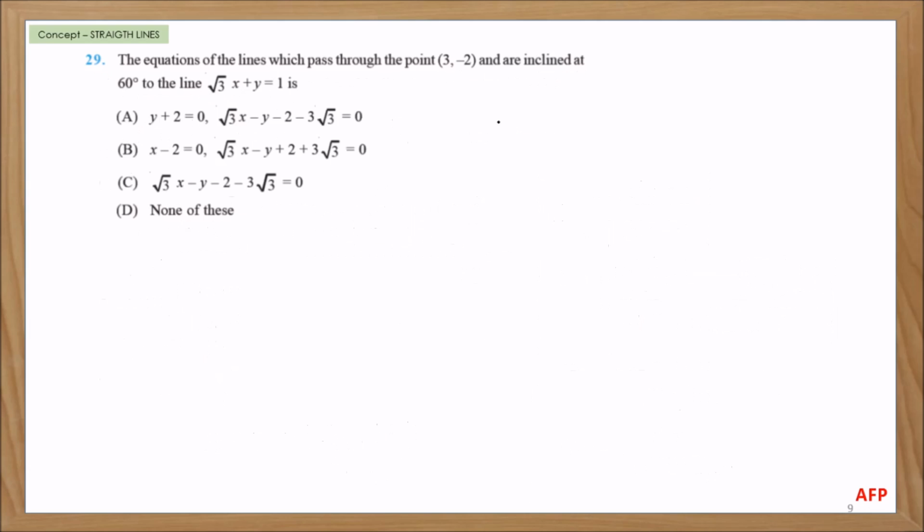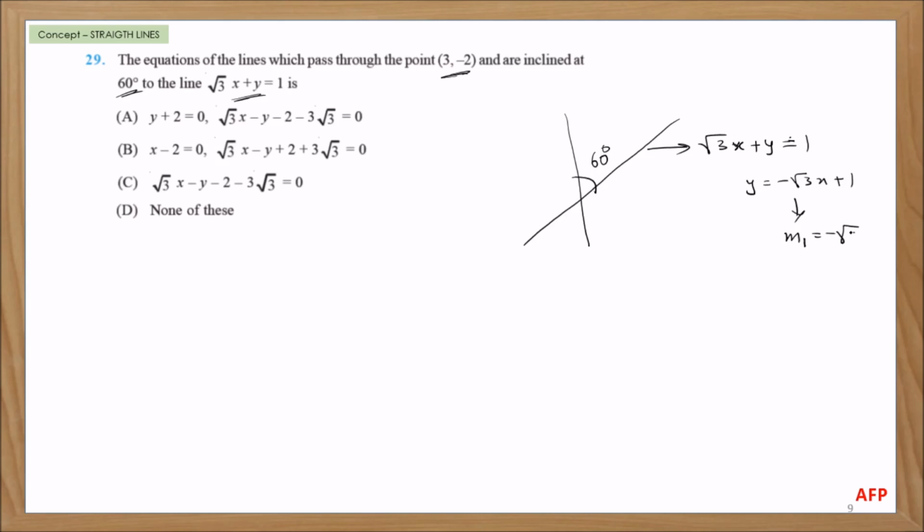Next question. The equation of the line passing through this point, inclined 60 degrees to this line, that is what it means. So the angle between them is 60 degrees. Then the line is given, root 3 x plus y is equal to 1, y is equal to minus root 3 x plus 1. So m1 is minus root 3. Here m2 is equal to m.